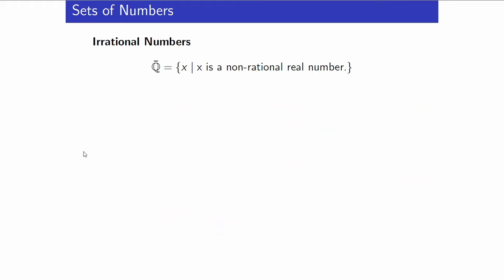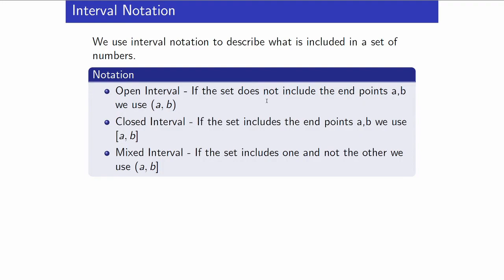So the next slide is interval notation. Now that we have an idea of what these sets are, we need to come up with a way to describe them. So there's three types of notation. One is an open interval. An open interval is when the set does not include the endpoints.